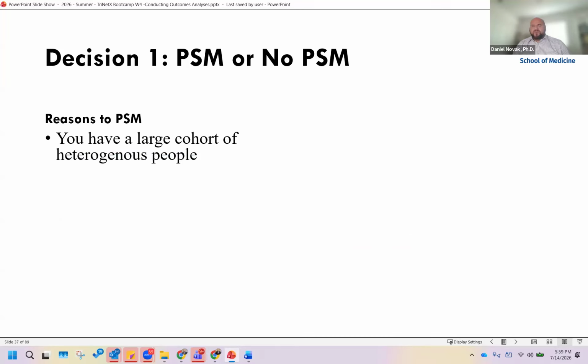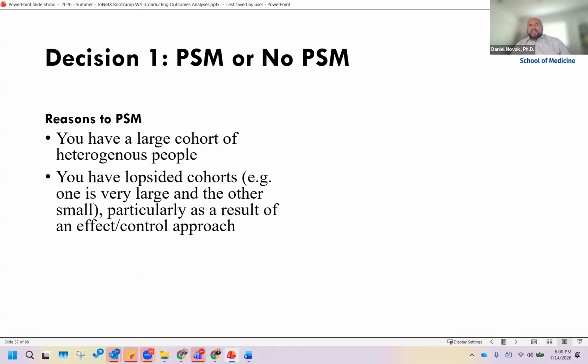Again, reasons to propensity score match. You have a large group of heterogeneous people, like 4 million type 2 diabetics. Those people are going to be wildly different from each other, right? You have lopsided cohorts, like one is very large, and the other has a very unusual disease state that makes them very small. You're going to want to make sure that you're pulling people from those two groups that allow you to do apples to apples comparisons that are meaningful, because the larger the pool, the more likely the law of large numbers is going to distort your findings.